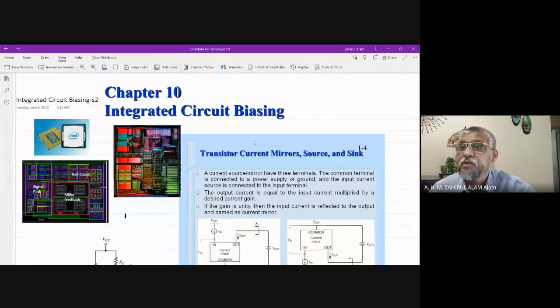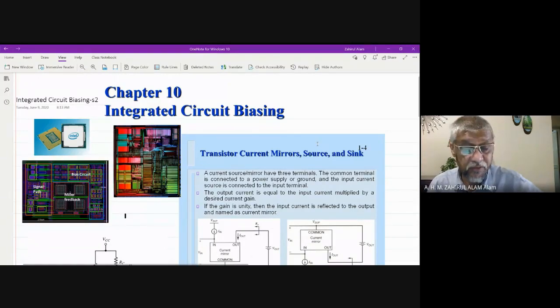So today's topic is integrated circuit biasing. This is new chapter 10, and we have studied biasing in Electronics 1 a little bit. Now this biasing we need to study in integrated circuits.